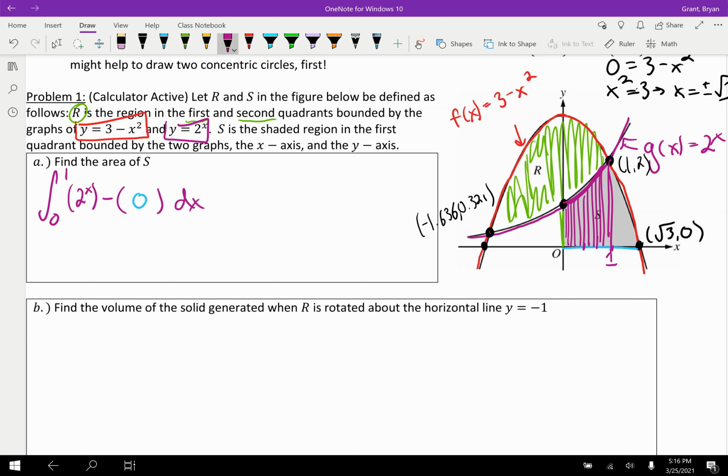You're doing top minus bottom, but you totally don't have to. Then we have the red one to complete this off, right? My red function, we need to add on some more area from 1 over to my last x value, square root of 3. My red function I called f of x. And then the bottom function is again 0, right? dx. They did actually want us to find the area here, so we should probably take care of that, right?